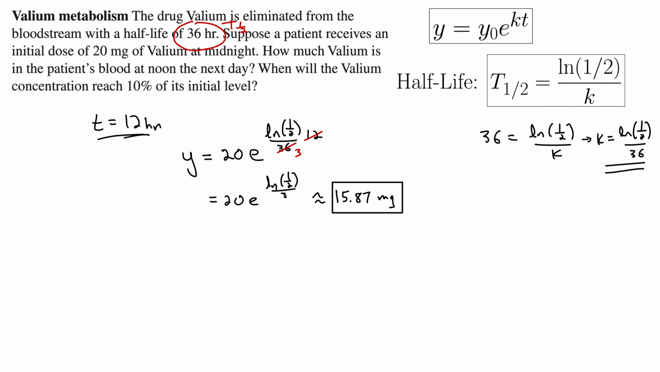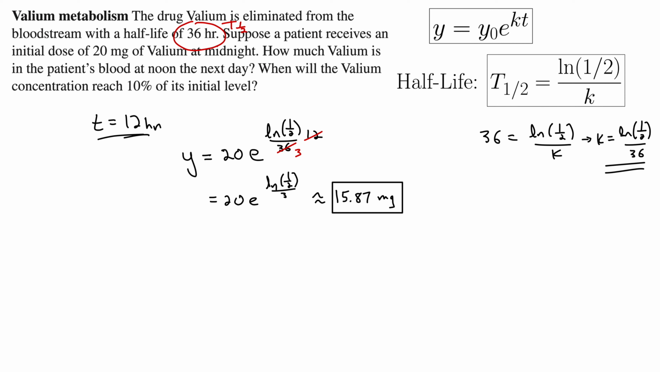And that's a reasonable answer, right? They gave 20 milligrams at midnight, and the half-life is 36 hours. So after 12 hours, yeah, we'd expect about 15 or 16 milligrams to be left. Totally reasonable answer. Let's answer the next part of this.